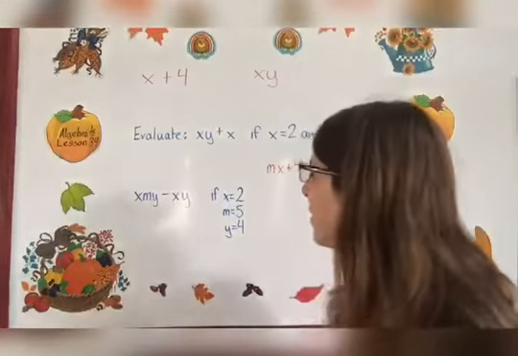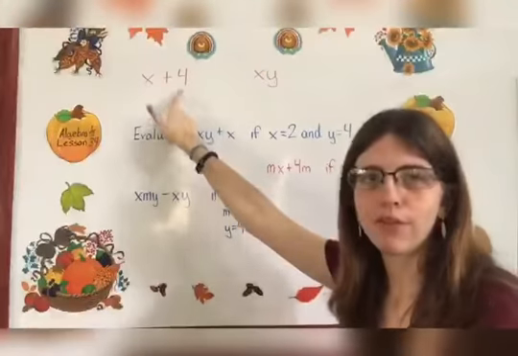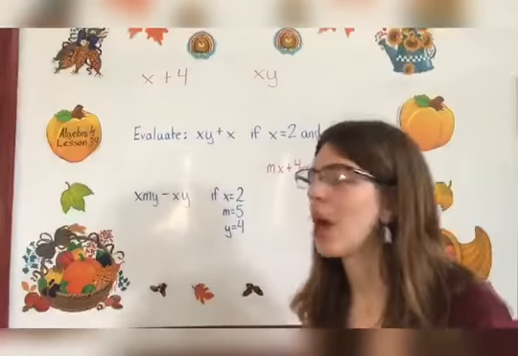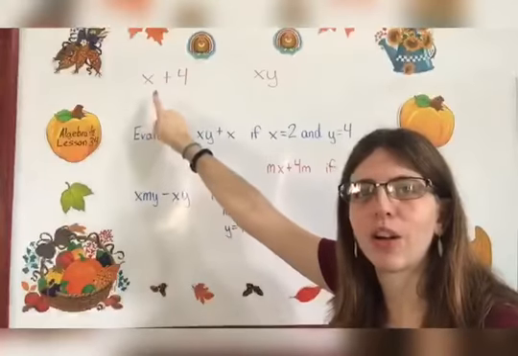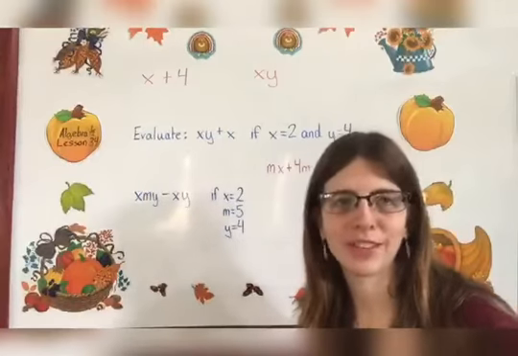If you see an expression like x plus 4, we know that 4 is always 4. That part of your expression doesn't change. But the value of this expression changes based on your variable, your x. It depends on what your x is what the answer is going to be.